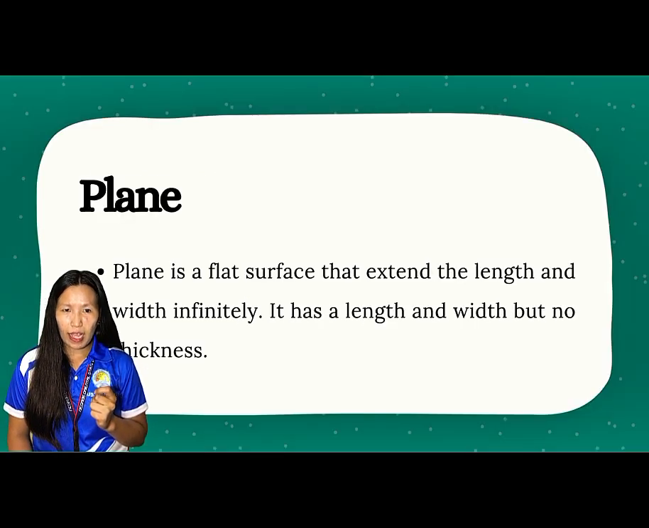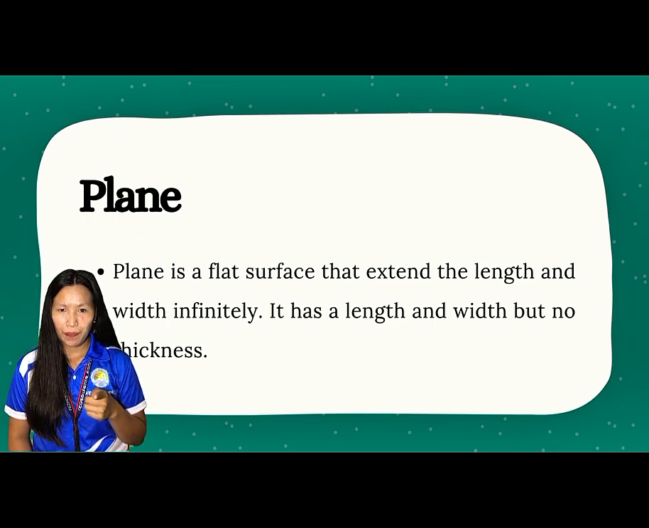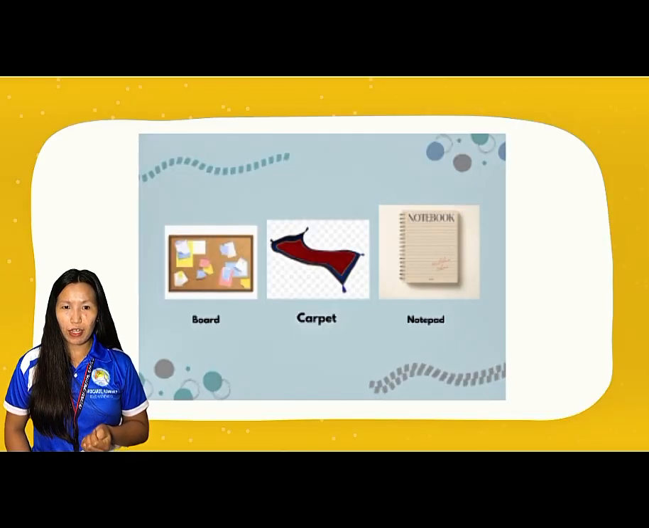And the last, the plane. When we say plane, it is a flat surface that extends in length and width infinitely. It has a length and width but no thickness. For example, in this illustration, we have a board, carpet, and notepad.